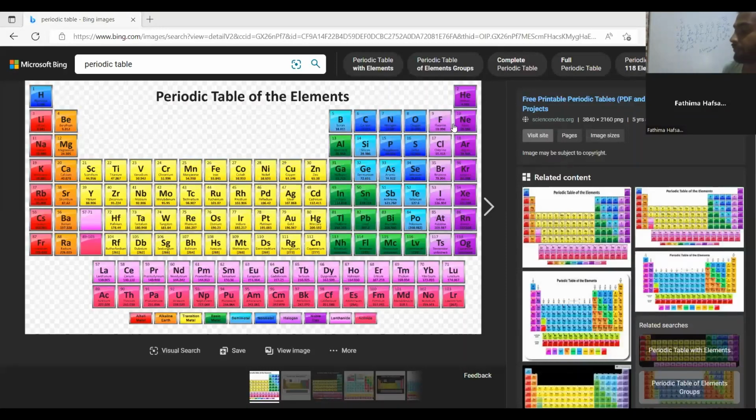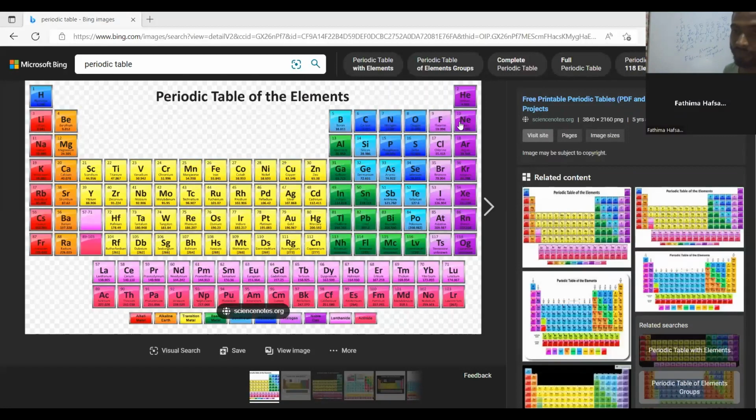Now we are going to study the electronic configuration. Now put the heading electronic configuration. No need to write. If you take the screenshot, that will be okay.